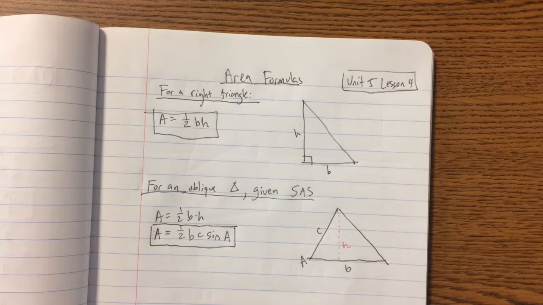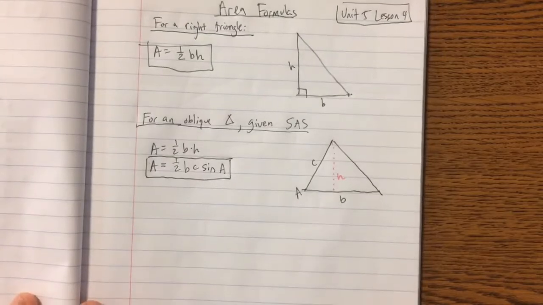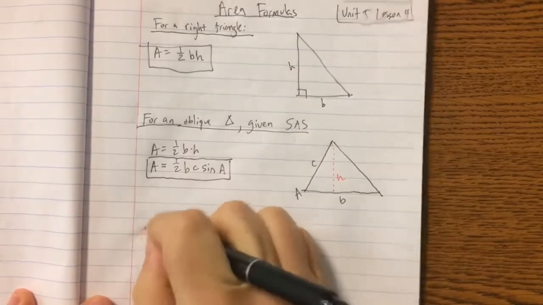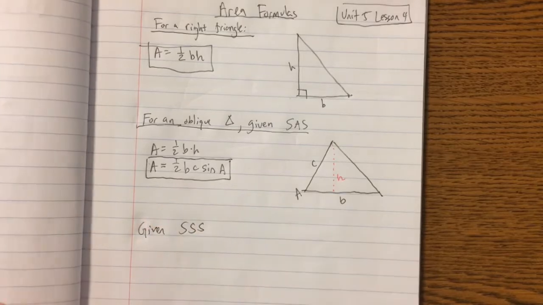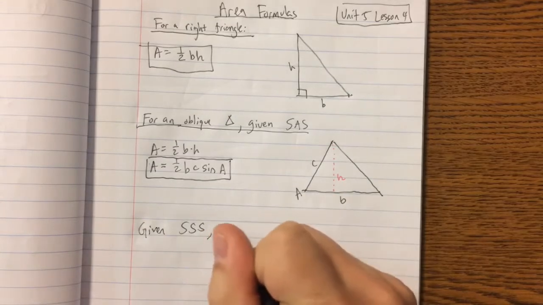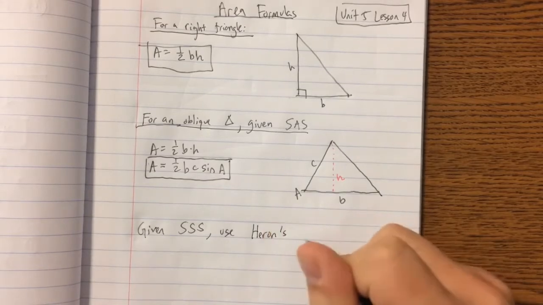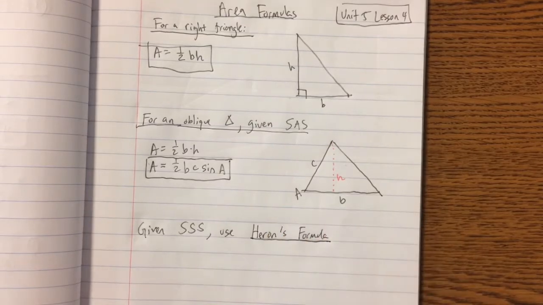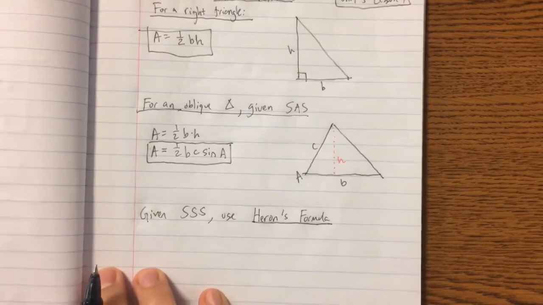What if we're not given that angle, though? So let's say we're given all 3 sides. If we're given all 3 sides, we're going to use what's called Heron's formula. Good old Heron figured this one out. And if we've got time, which we might, we could go through the proof if you're interested. It's sort of a weird one. I don't think it's very intuitive.